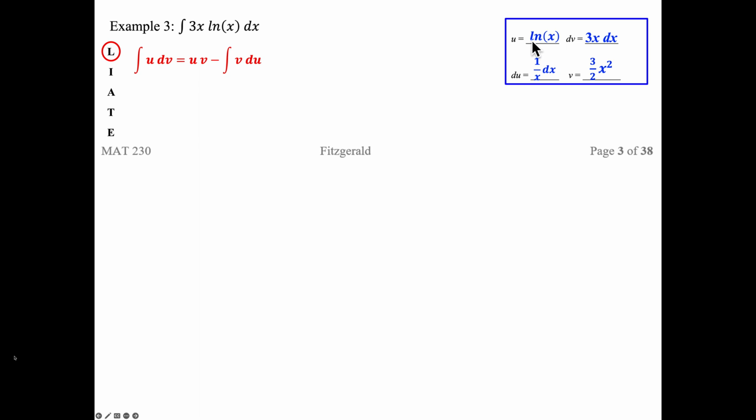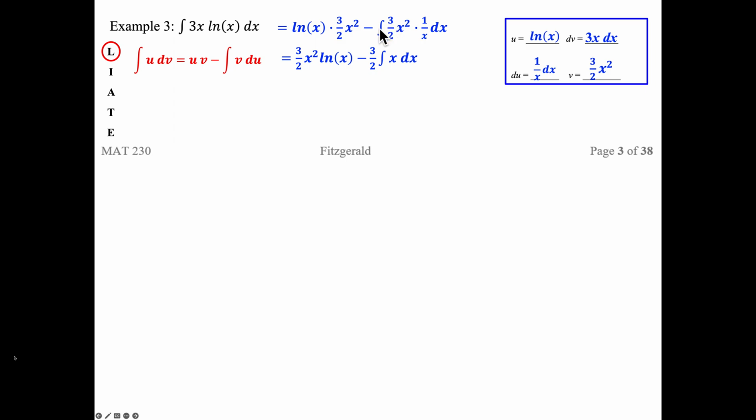So now we can substitute everything in. Our u will be the natural log of x times v, 3/2 x squared, minus the integral of 3/2 x squared times 1 over x dx. So this time our du happened to have a little bit extra with it besides the dx. So what we're going to do here is simplify this multiplication. This x can cancel out one of the x's in the x squared.